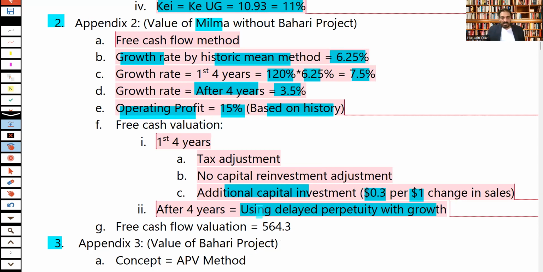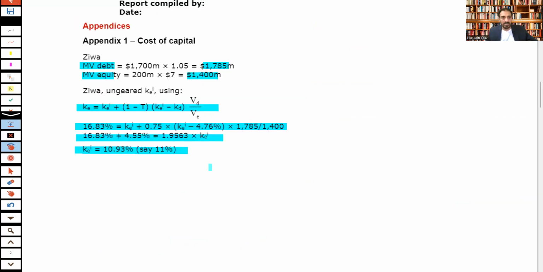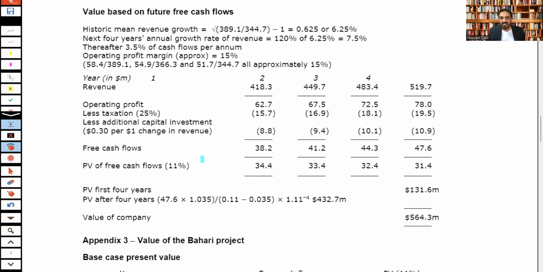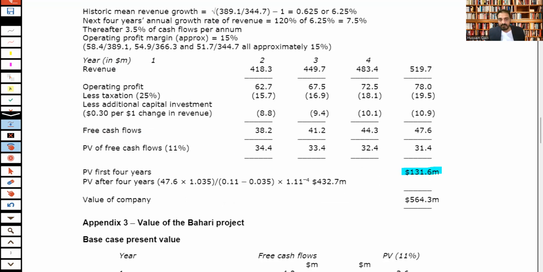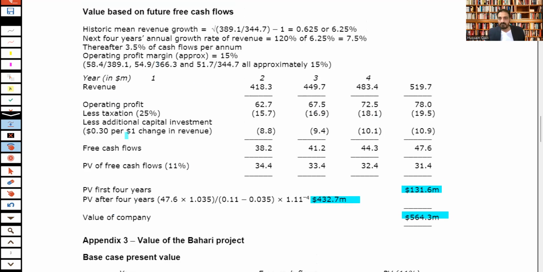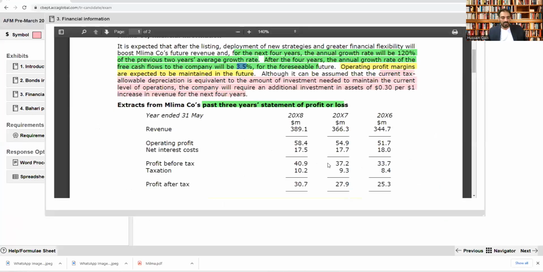Okay, so based on this, you will be able to get the free cash flow valuation of 564.3. It's very simple. These are the values: first 4 years, and after 4 years. Total value 564.3. These are the basic workings. Very basic.